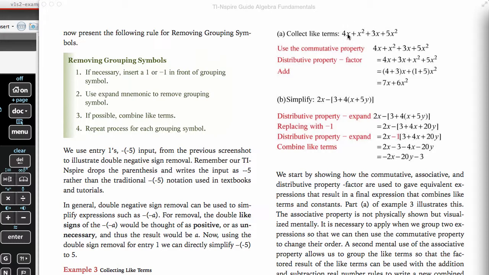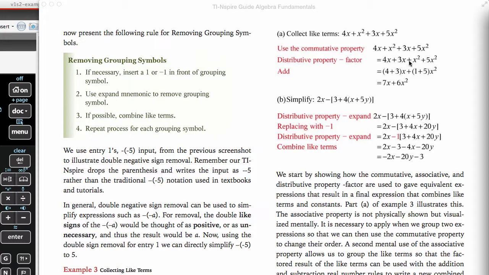When we're collecting like terms, what we need to do is get the x's together and the x squares together. We will go over in this chapter the various properties that allow us to do this. The property that allows us to switch the order around is called the commutative property.